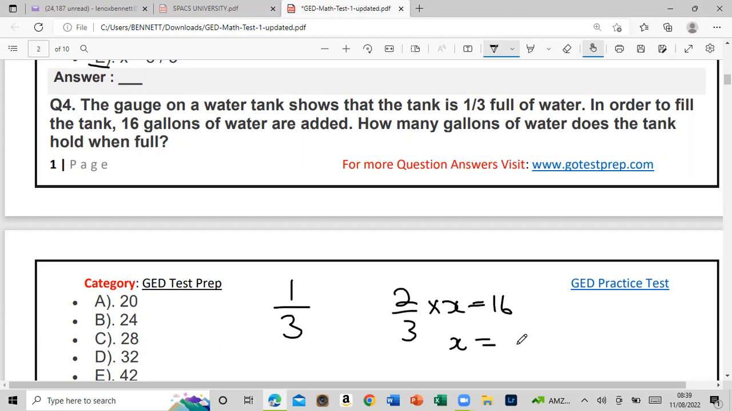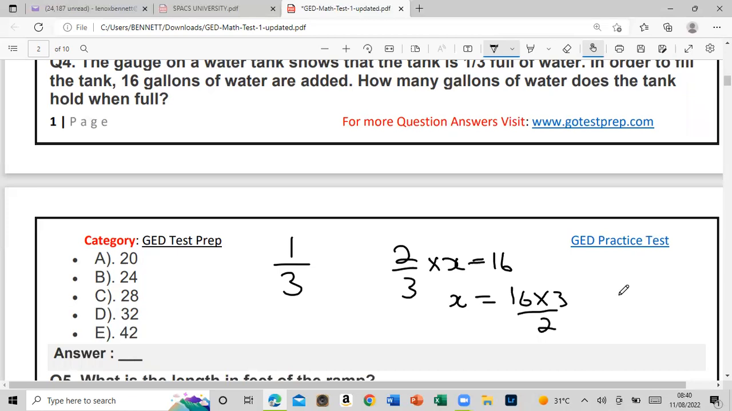So that's 16. We're going to transpose: 16 times 3, 48, divided by 2, is equal to 24. Alright, so let's investigate the information we have. So 24 would be our answer. Let's move on. That's B.